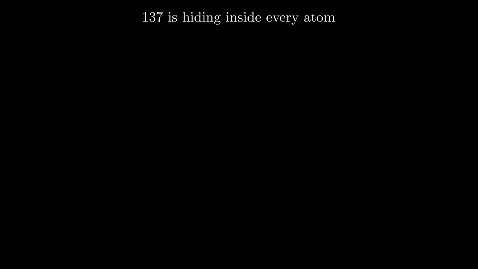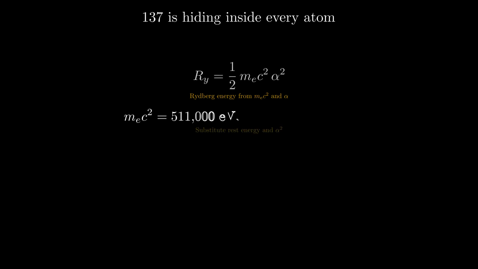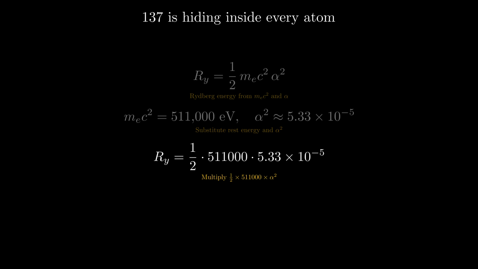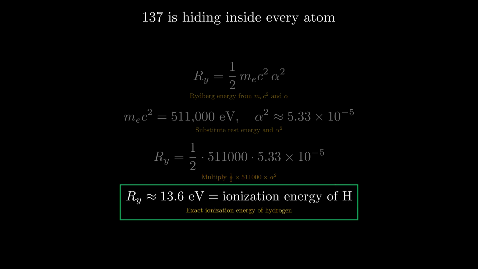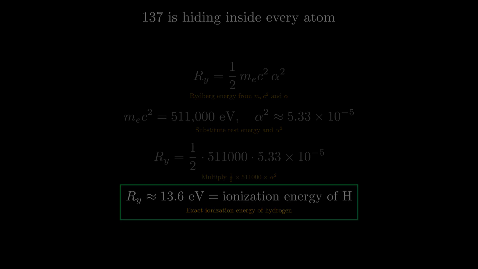These aren't mathematical curiosities. 137 is hiding inside every atom you're made of. The energy that binds hydrogen's electron, the Rydberg energy, equals 1/2 times the electron mass times c squared times alpha squared. Take the electron's rest energy, 511,000 electron volts, multiplied by 1/2, then by alpha squared, which is about 5.33 times 10 to the minus 5, you get 13.6 electron volts, the exact ionization energy of hydrogen. The fine structure constant literally sizes the atom.